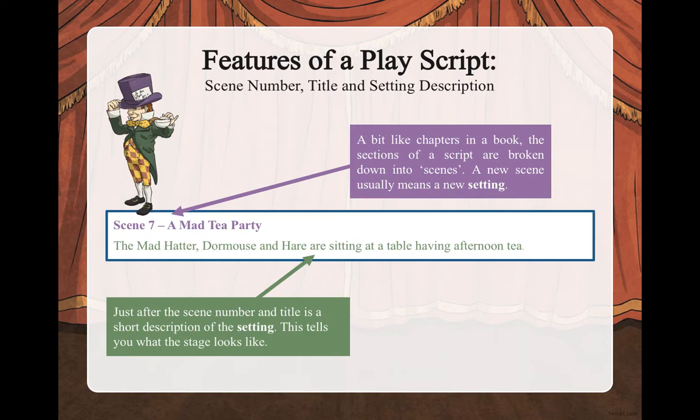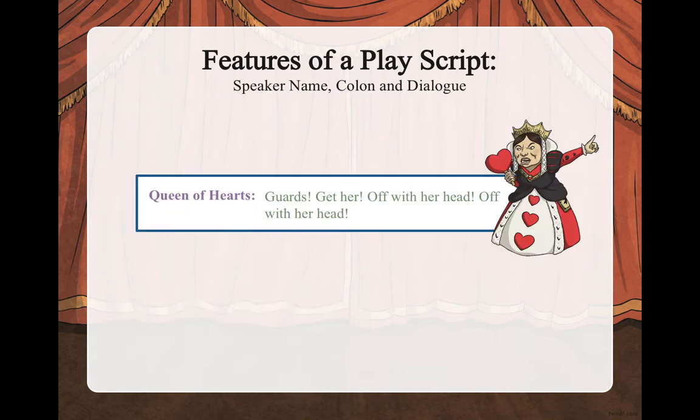This tells you what the stage looks like. The Mad Hatter, Dormouse and Hare are sitting at a table having afternoon tea. So when the audience know this, they'll have a good idea of what to expect. Also, the actors need to know this as well. Features of a play script: speaker name, colon, and dialogue.